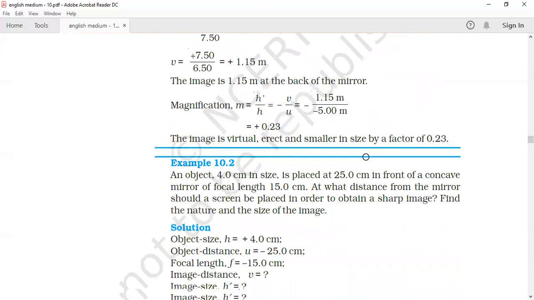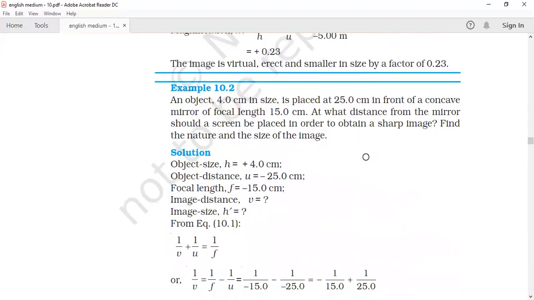Now second, like 10.2, again from the concave mirror. An object 4.0 centimeter in size. Size means height, so first we have a value of h, plus 4, is placed at 25 centimeter in front of a concave mirror. So we have a value of u, it is minus 25, and the focal length we have 15 centimeter. So at what distance from the mirror should the screen be placed in order to obtain a sharp image, and the nature and the size of the image.